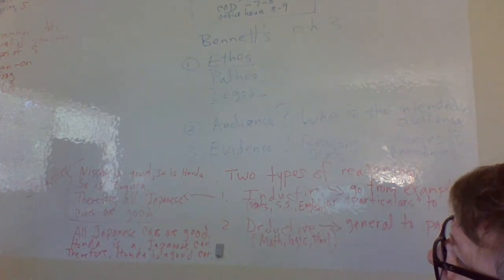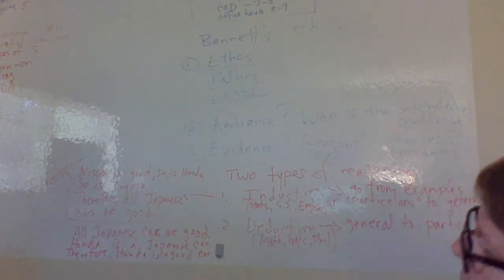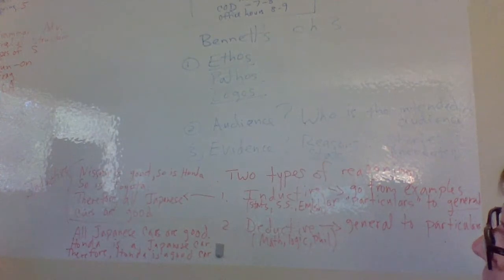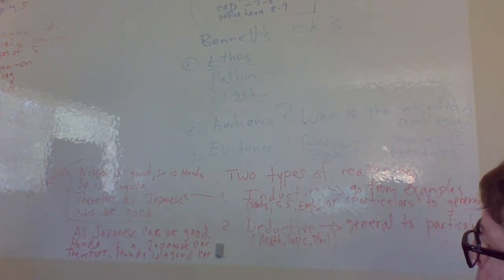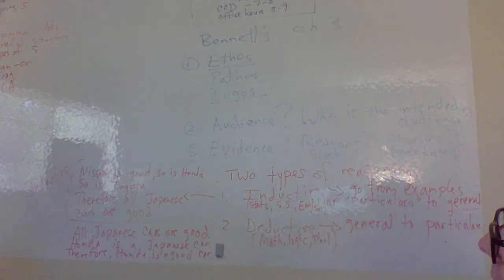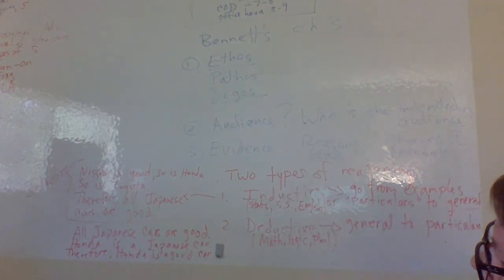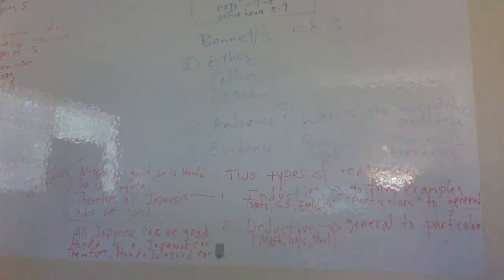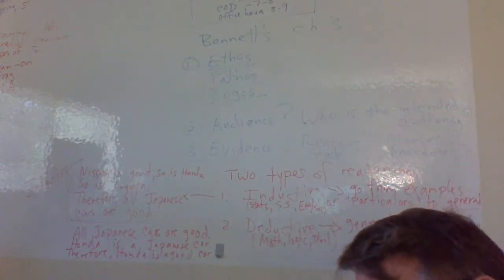Okay, so those are the premises, or the assumptions, and then you're drawing the conclusion, which is, therefore, Honda is a good car. So let's read over that again so you get it, because I even get confused on these myself. So all Japanese cars are good. So that's your first premise. Honda is a Japanese car. Therefore, Honda is a good car. Okay? So I hope I didn't screw that up.